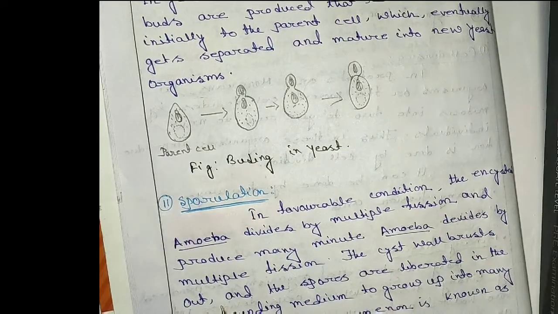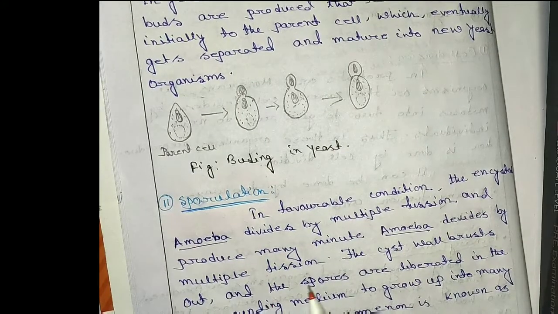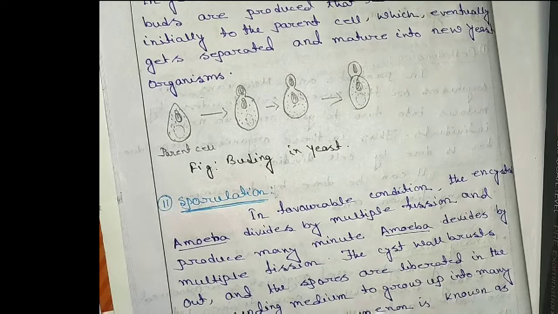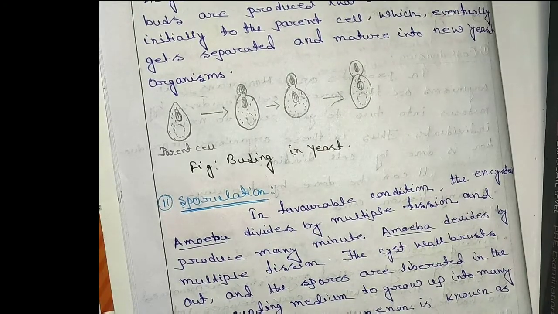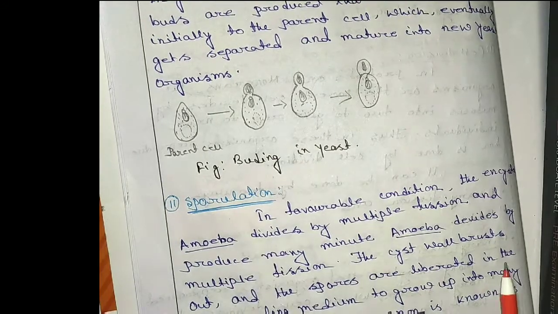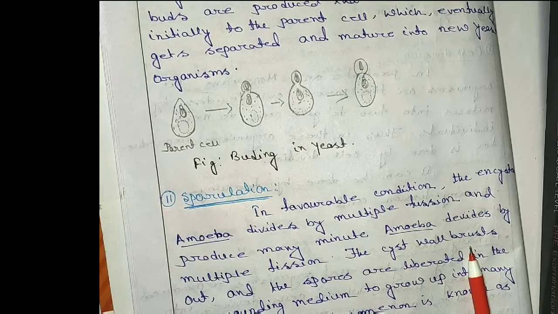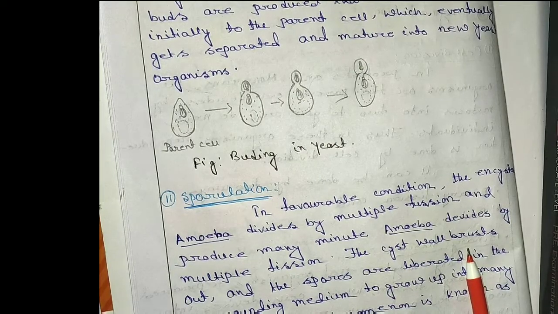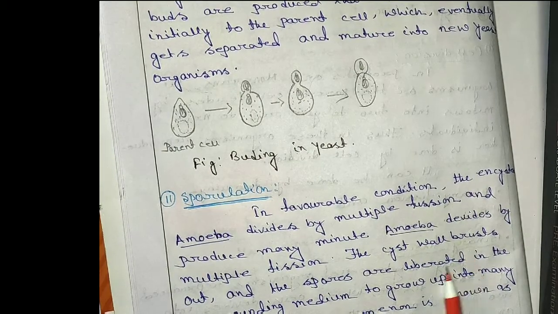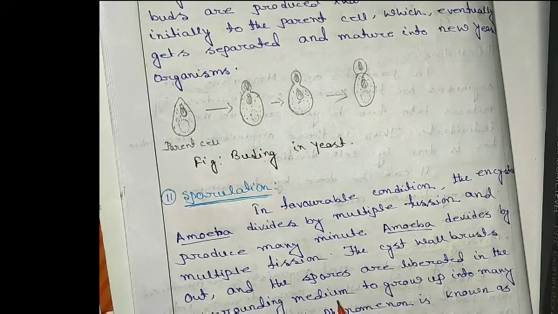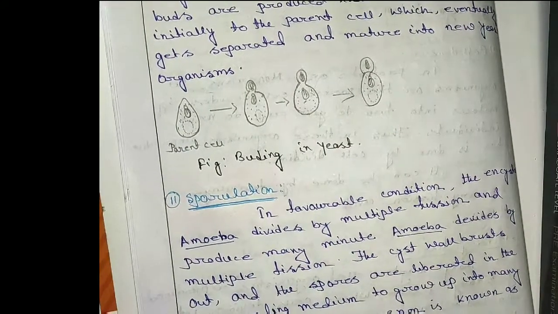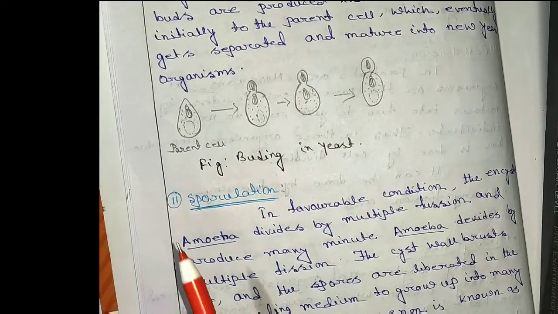The cyst wall bursts out and the spores are liberated in the surrounding medium to grow into many amoebae. So when the favorable condition comes, the cyst wall bursts and the spores are spread out in the environment and many amoebae are produced. The phenomenon is known as sporulation.